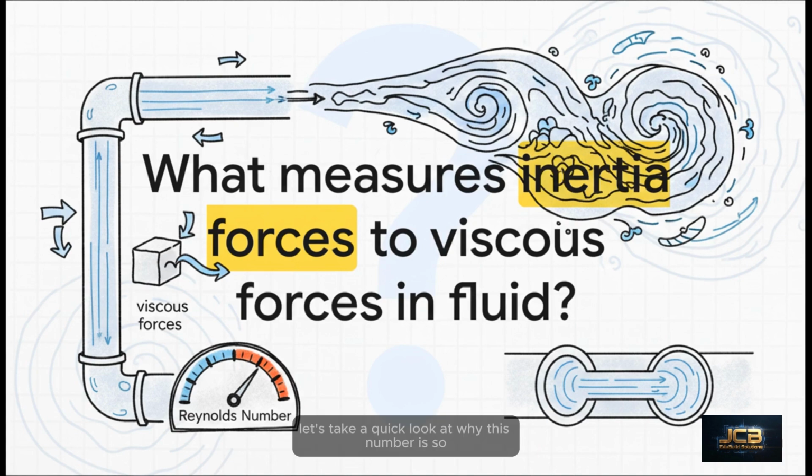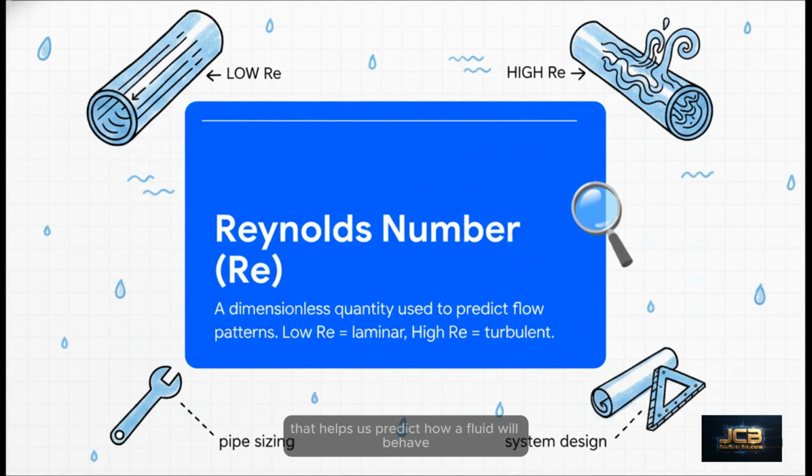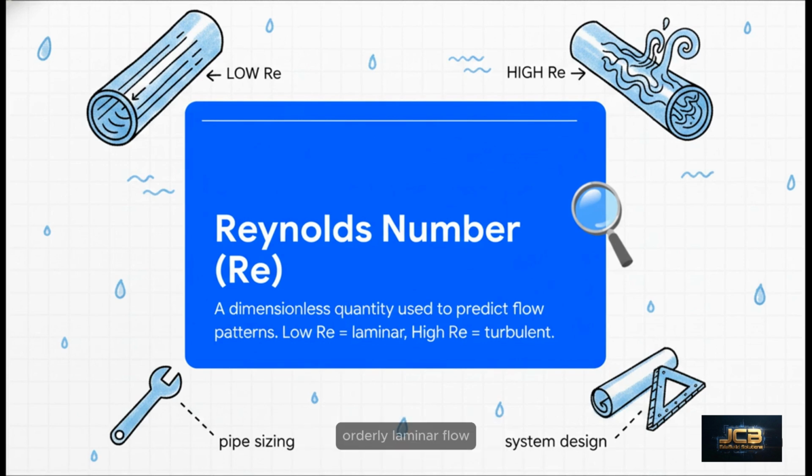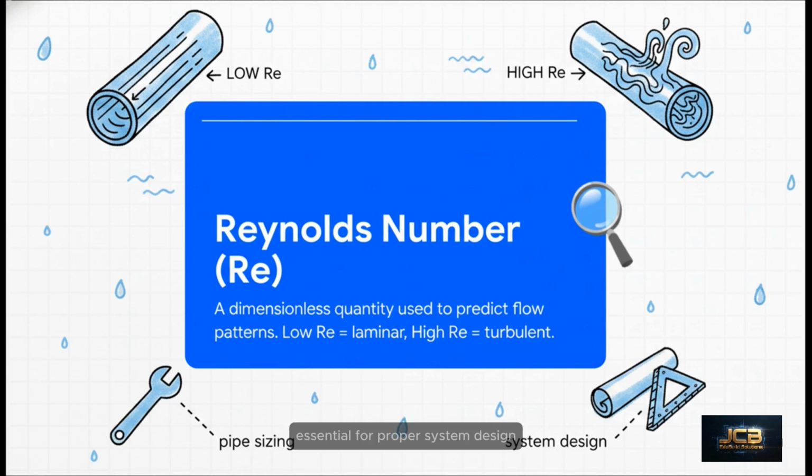Let's take a quick look at why this number is so important. The Reynolds number is this really crucial dimensionless value that helps us predict how a fluid will behave inside a pipe. A low Reynolds number means you've got smooth, orderly, laminar flow. A high number means you're dealing with chaotic, turbulent flow. Understanding this is absolutely essential for proper system design.